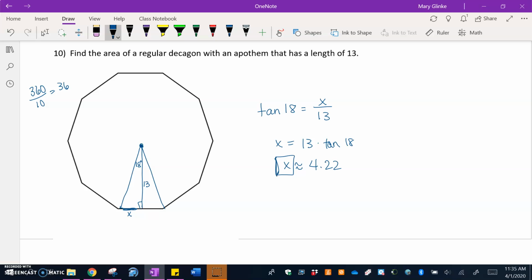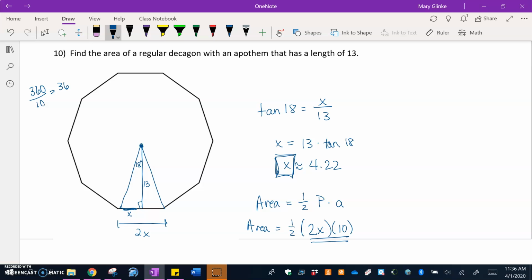But what I would do is store x in my calculator so I don't have to worry about rounding. So the area of the decagon is going to be 1/2 of the perimeter times the apothem. To find the perimeter, I'm going to take 2 times x. That would be this entire distance. And if I multiply it by 10, this would be the perimeter of the entire decagon.